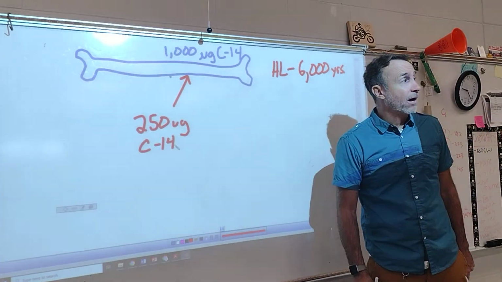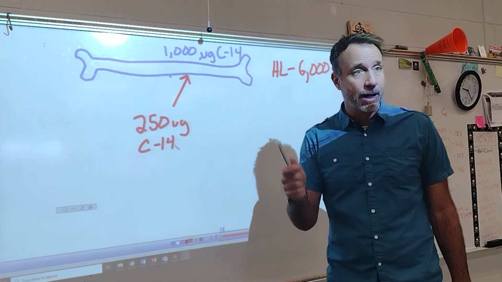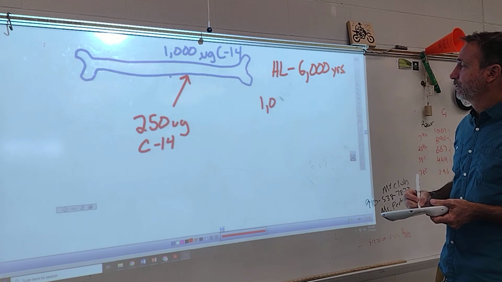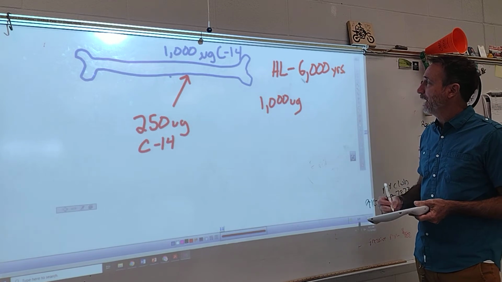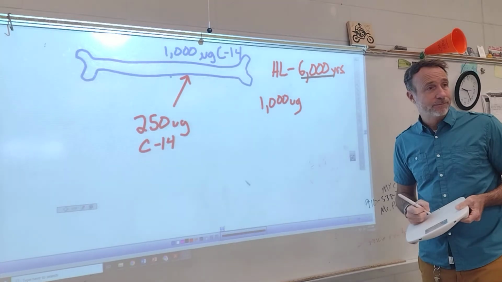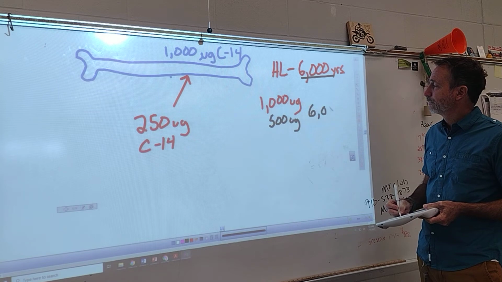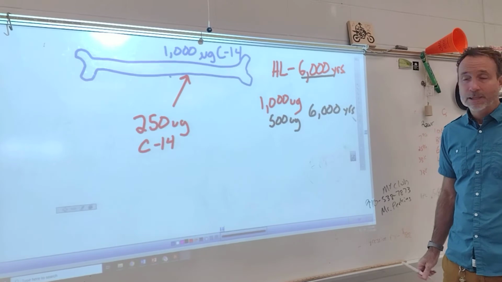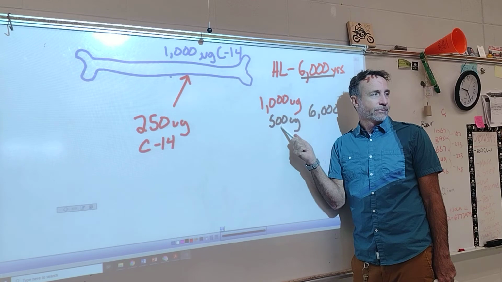Now we could brain this out. We don't even have to write down any math. We can just think about this. If he started out with 1,000 micrograms, after 6,000 years goes by, how much should be left? 500. Because that's what we mean by half-life. It takes 6,000 years for half of it to disappear. Now that there's only 500, he's laying dead in the earth, right?